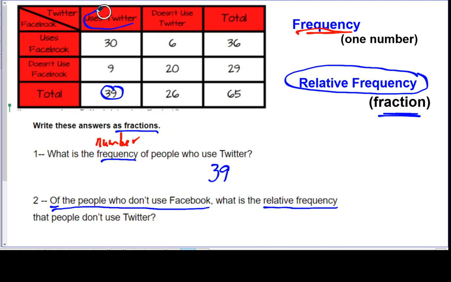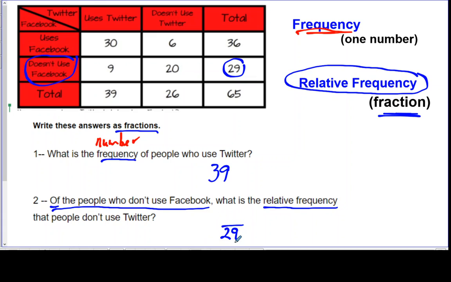So let's erase this. So of the people who don't use Facebook, we need to know the people that don't use Facebook. That's right here. Don't use Facebook. I need to know the total of those people. So I go across to the total, and I see that the total who don't use Facebook is 29. So I know the denominator for this fraction is going to be 29.